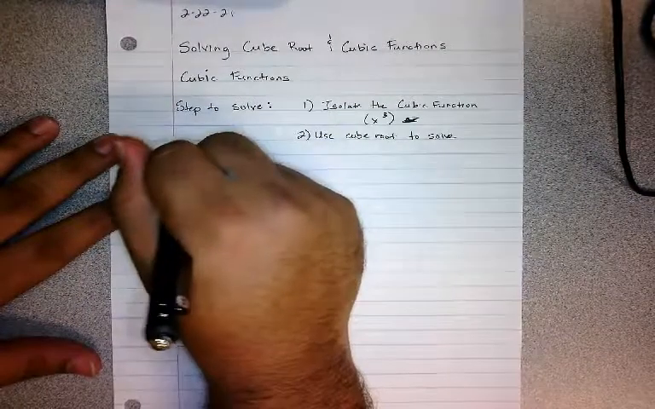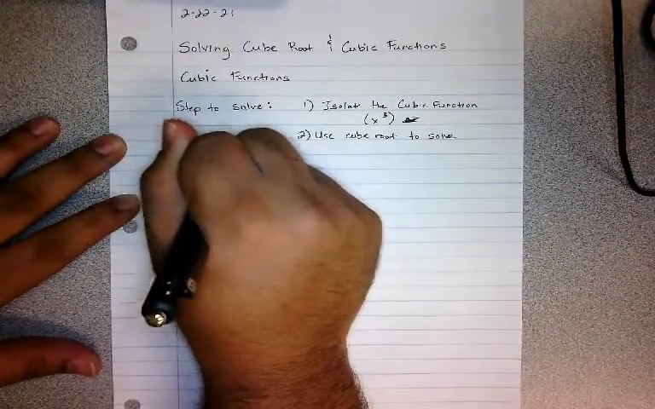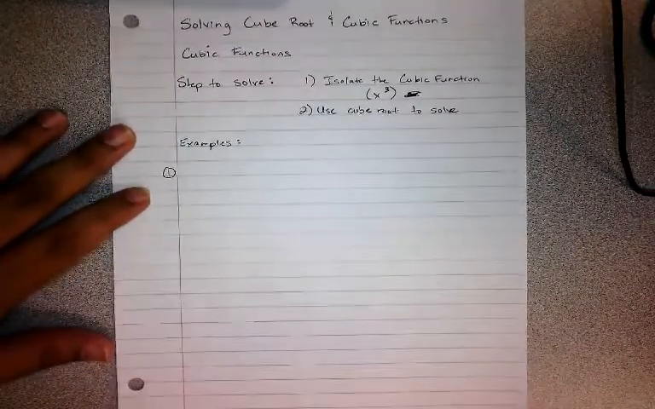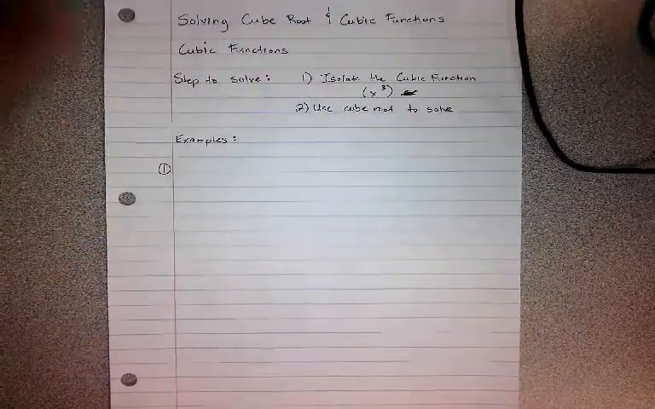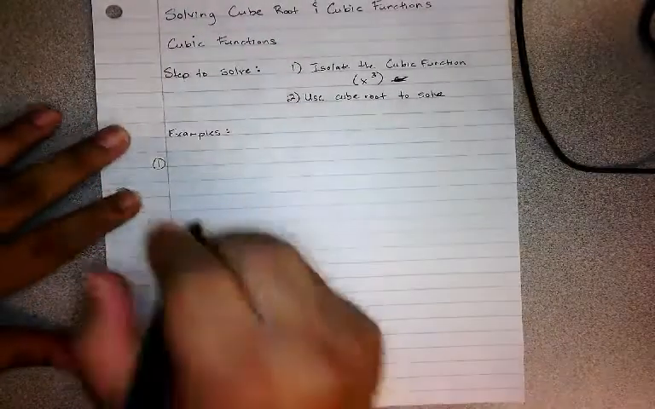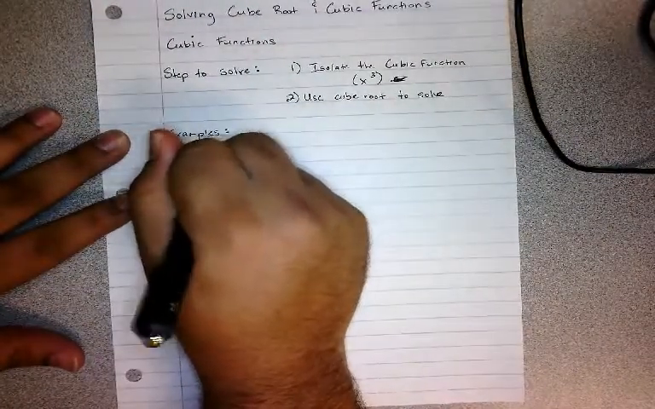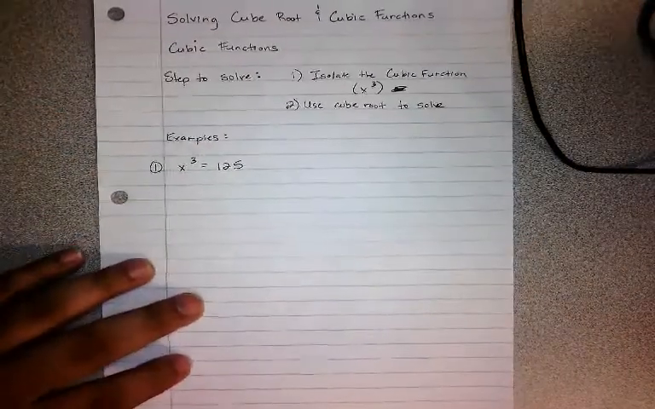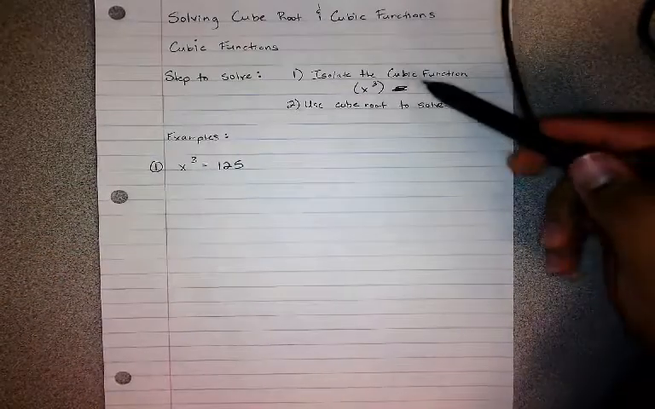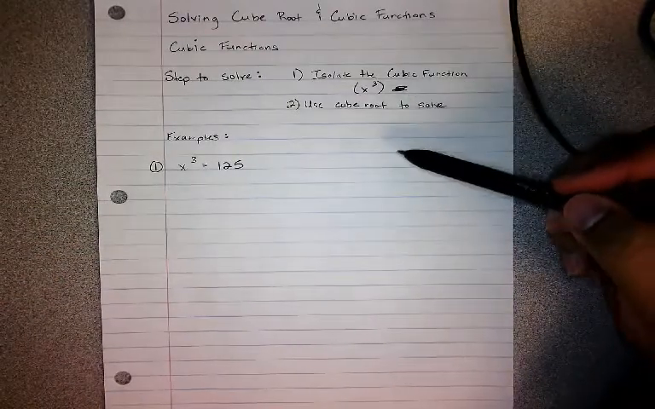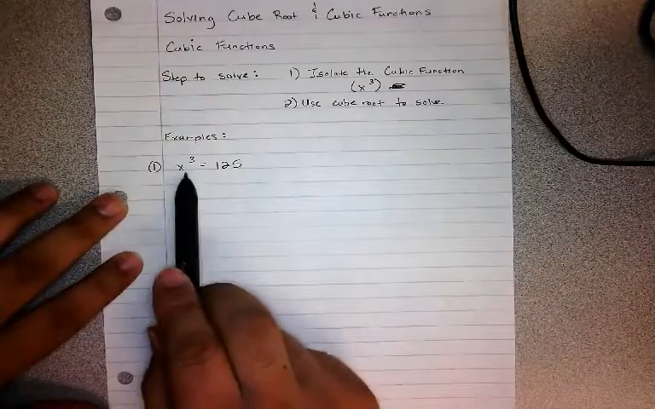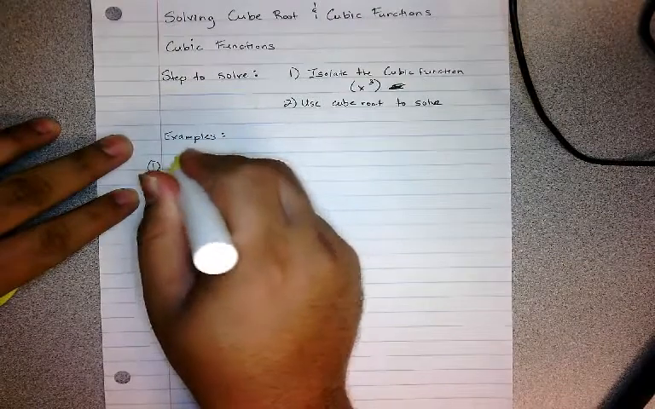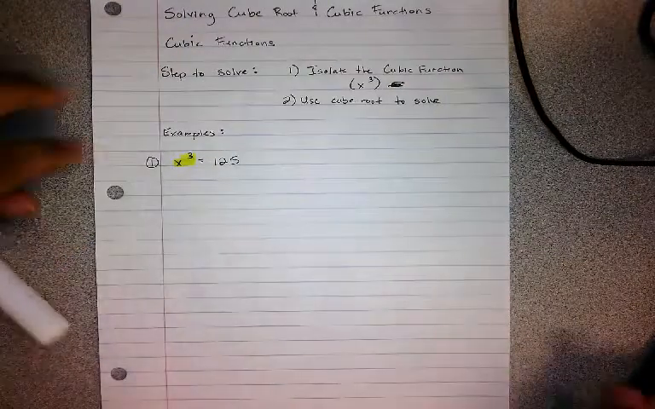So for our examples, we got example 1, just x cubed equals 125. So your first step is to isolate the cubic function. This is already isolated by itself. So your x cubed is already isolated by itself, right? Because that's what we're trying to get by itself.